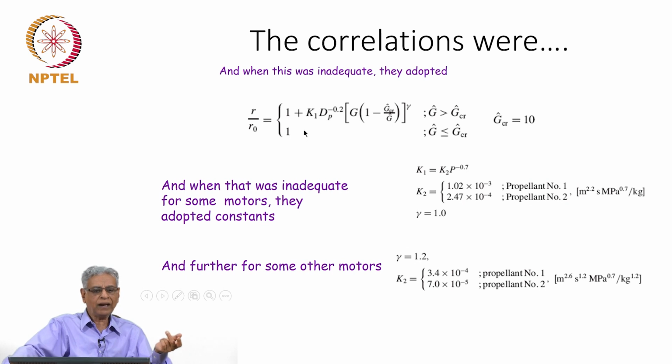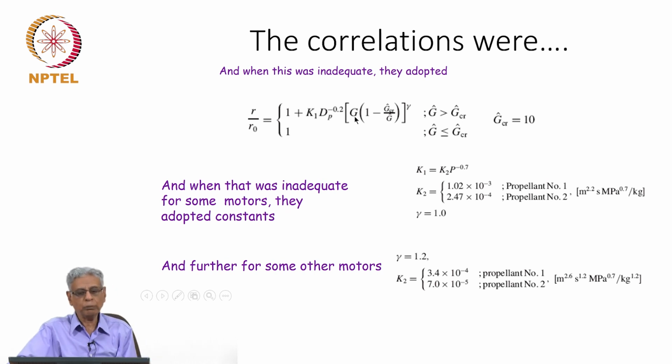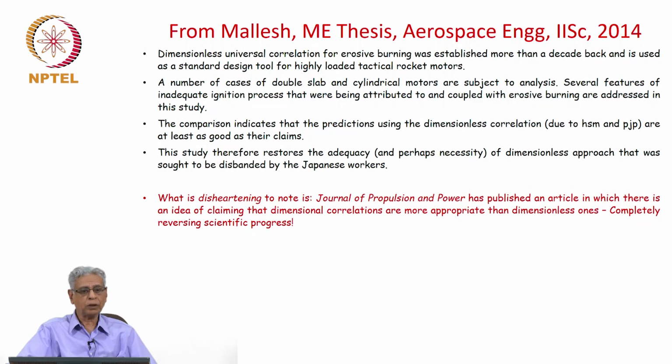And so they said that we must write a more appropriate erosive burning law. They wrote a law like this, which contains explicitly the diameter of the port as well as the mass flux through the port, and various other constants which were changing with every other propellant. It appeared to us that this is somewhat ridiculous.